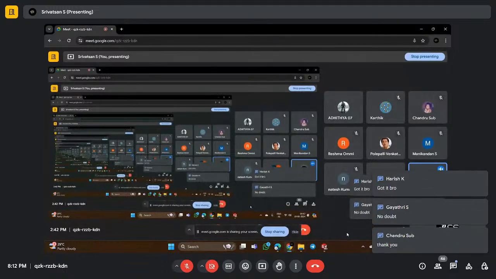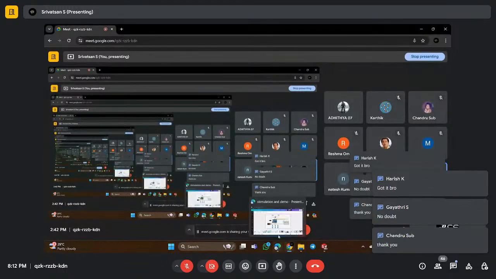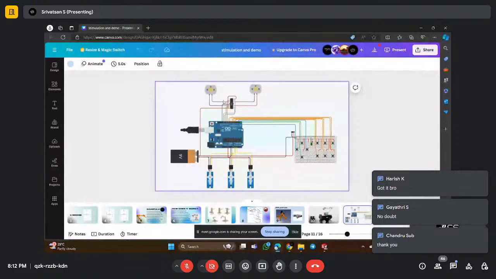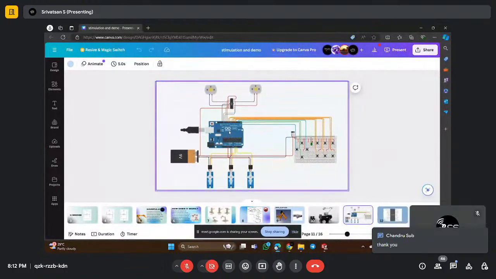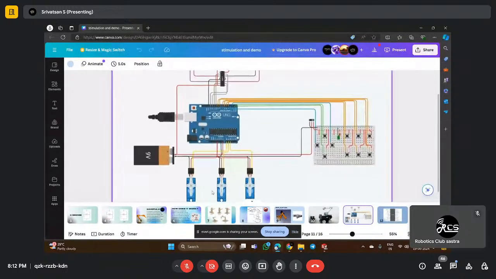Okay, right. Let me continue with the circuit diagram. Now we have seen the power supply of the Arduino, and then the DC motor circuit diagram, which is used for the movement of the rover. Right now, let us see the circuit diagram of the servo.